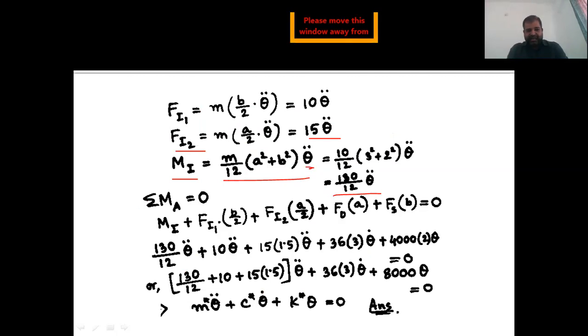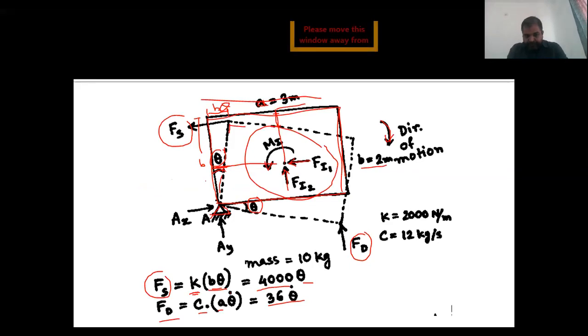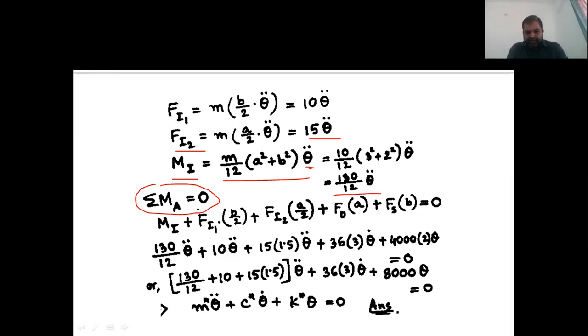As per D'Alembert principle, considering the plate is in equilibrium, I will take the moment equal to 0, and I will take all these forces. So let's take the moment at point A here. First, let us find out all these forces. So Fi1 into the perpendicular distance from point A, which is b by 2, right? So Fi1 into b by 2.